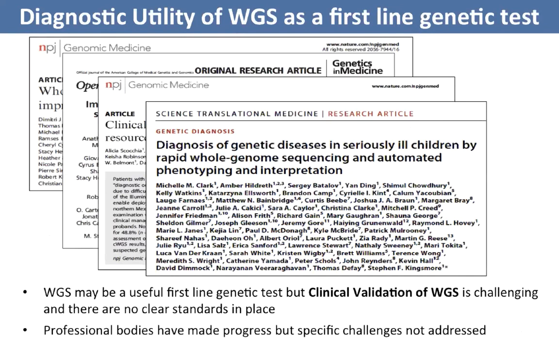So genome sequencing is looking towards being a first-line genetic test. It may be very useful for this purpose, but the actual clinical validation of whole genome sequencing is quite challenging. And one of the issues right now is there's not a lot of standards in place. And of course, standards are very important. They allow comparison between laboratories and ultimately are important for the safety of patients.